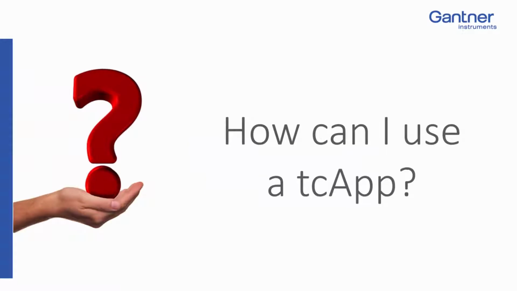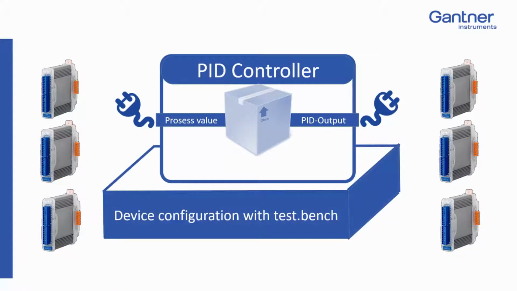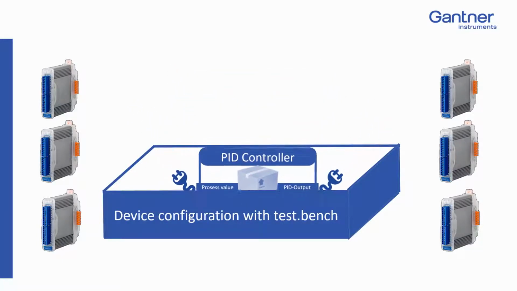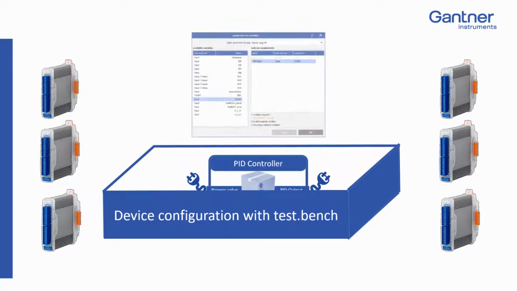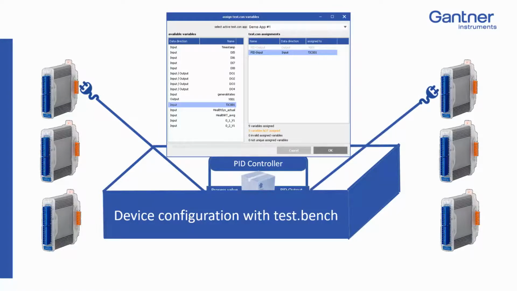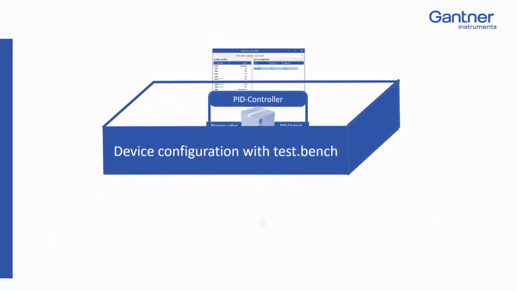How can I use a tcApp? To be able to use a tcApp in a Q.station, it has to be loaded into the device configuration with testbench. With testbench, the open ports of the tcApp are connected to specific variables of the current device configuration. The tcApp as well as the device configuration is then loaded into the controller and can immediately be used.